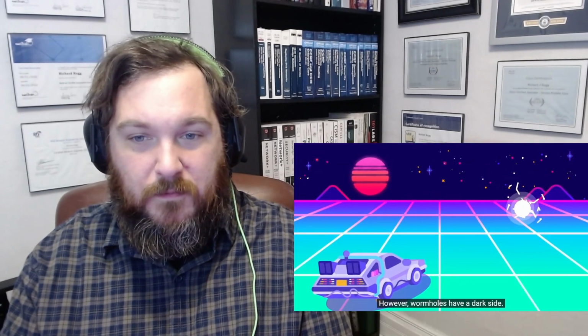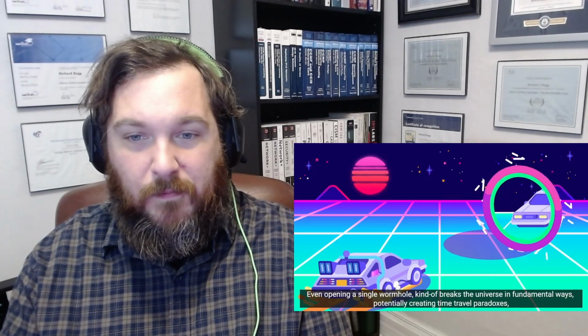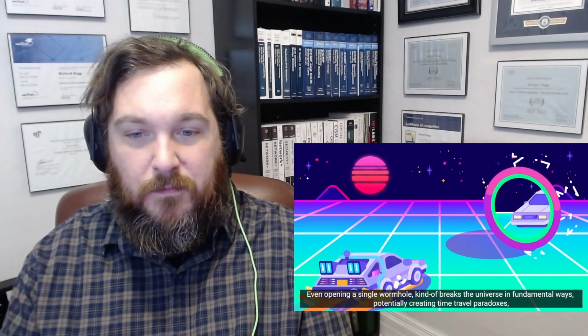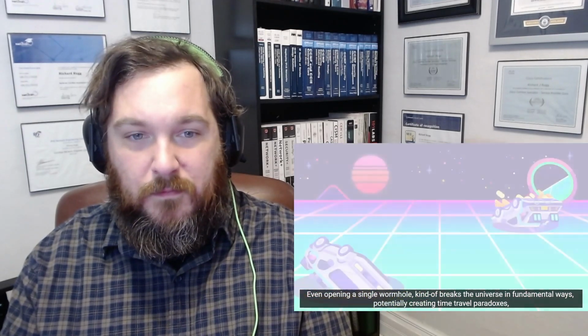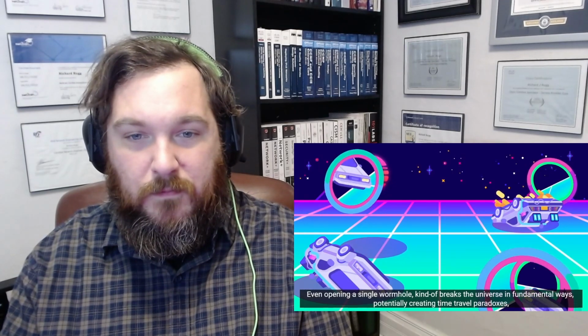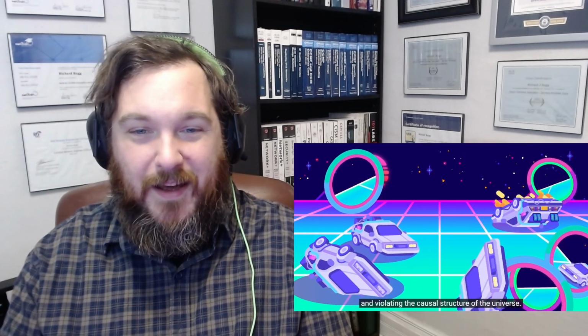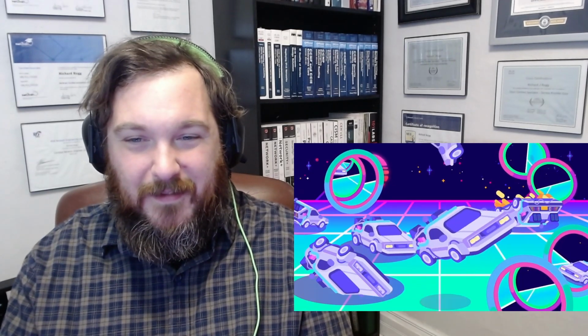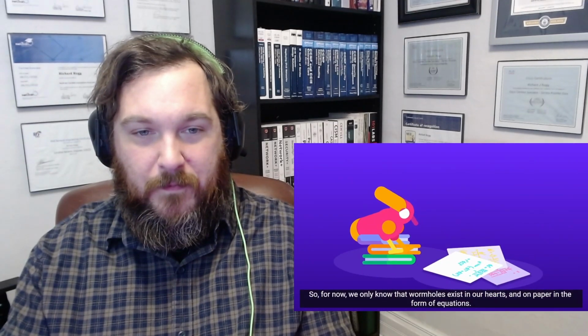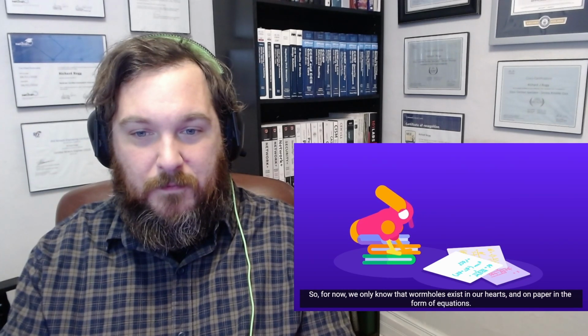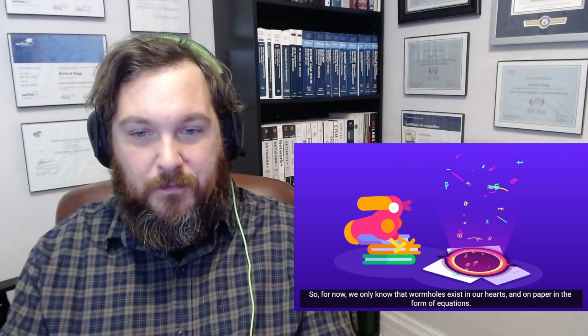However, wormholes have a dark side. Even opening a single wormhole kind of breaks the universe in fundamental ways, potentially creating time travel paradoxes and violating the causal structure of the universe. Many scientists think that not only would a Back to the Future car be impossible to make, but that it's impossible for them to exist at all. So for now, we only know that wormholes exist in our hearts and on paper in the form of equations.